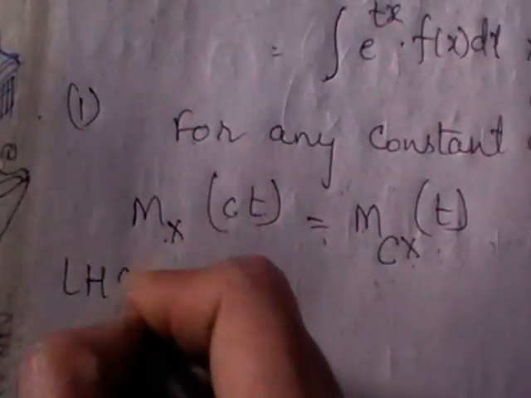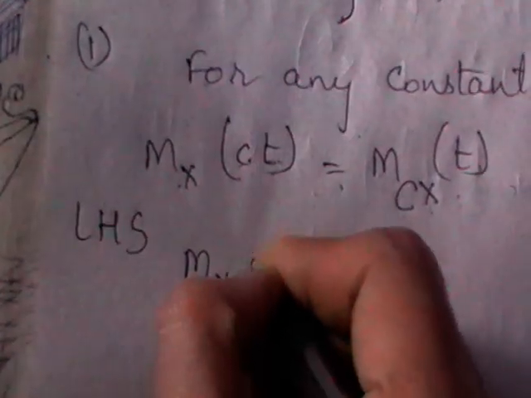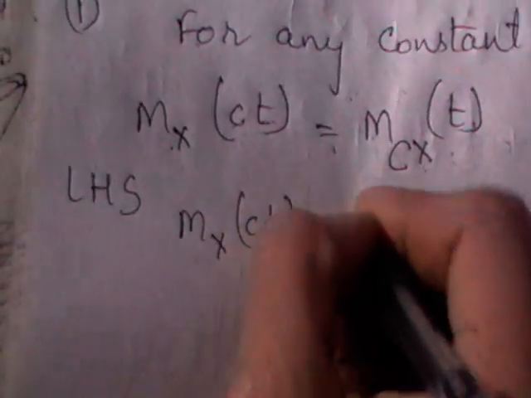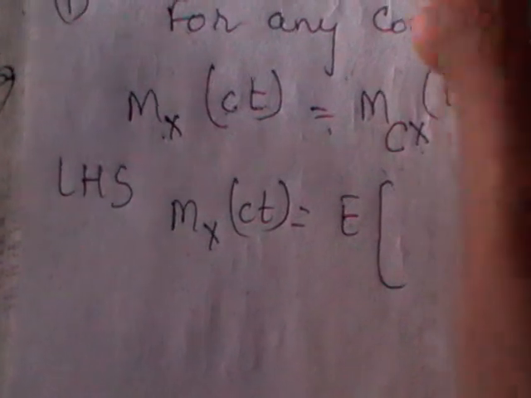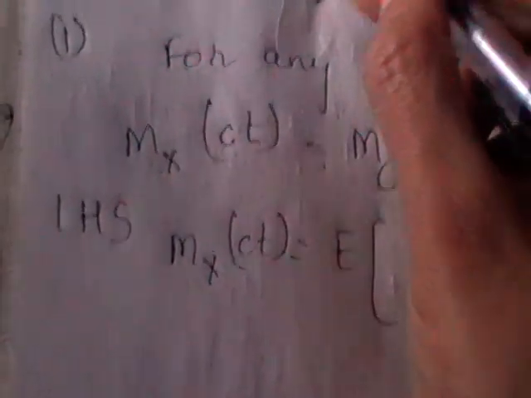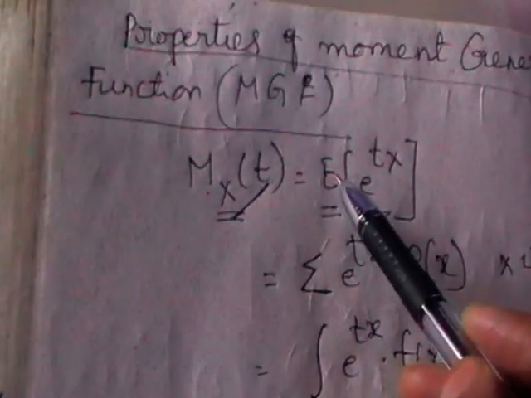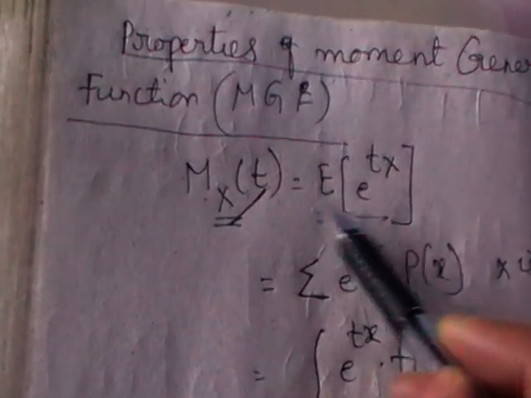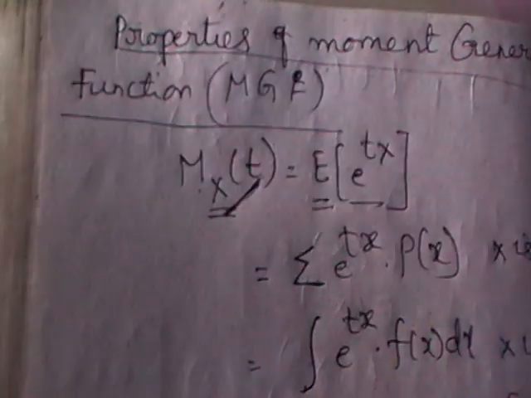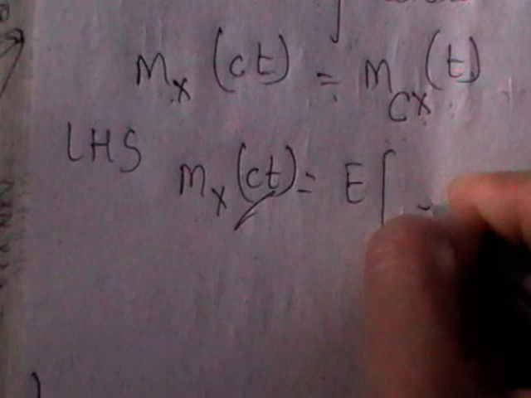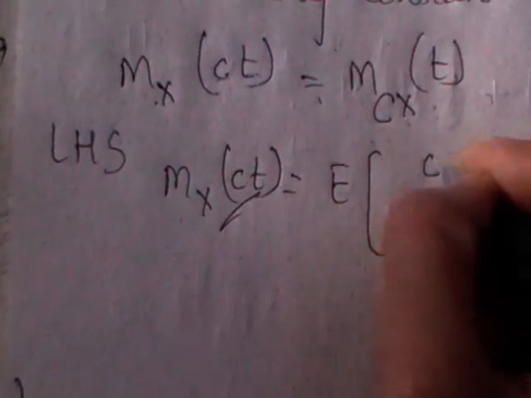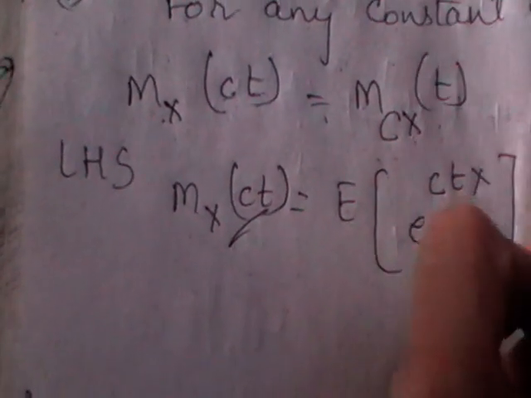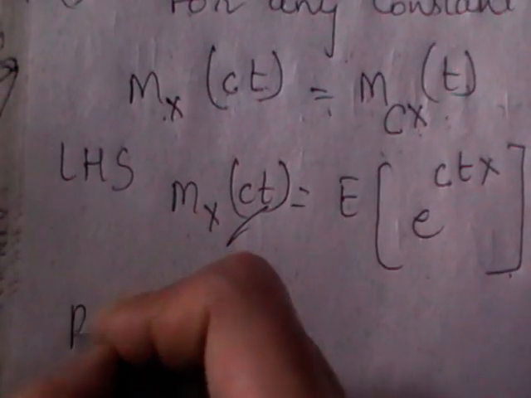Let us see a very small proof of M_X(ct). How is a moment generating function defined? As the expectation of e^(tX). So the MGF is the expectation of e to the power of the product of these two, so here you will get the product ctX. This is the LHS.